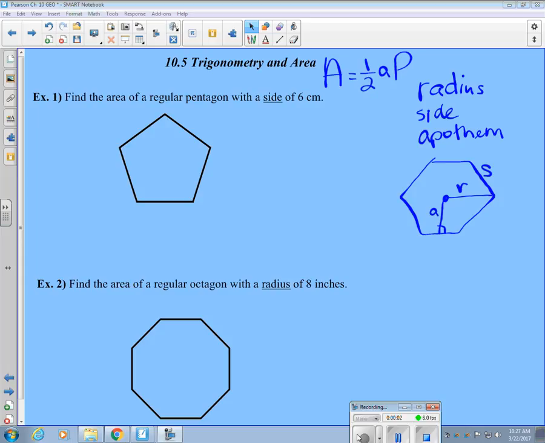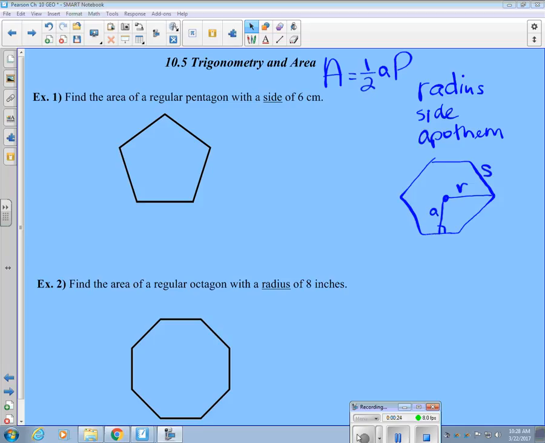Okay, so we are going to use trigonometry to help us find either the apothem or the information we need to find the perimeter. And then at the end, we're going to plug those numbers in for A and P, multiply it by 1/2, and find the area.